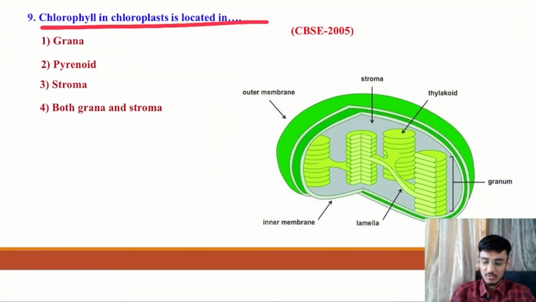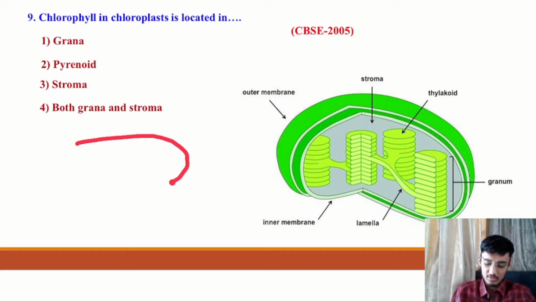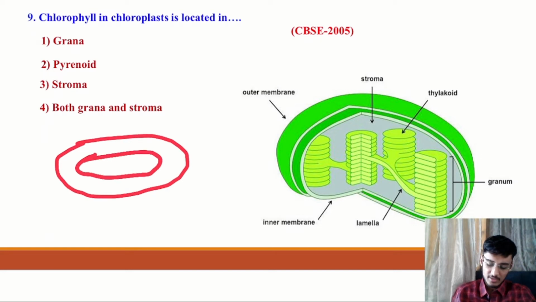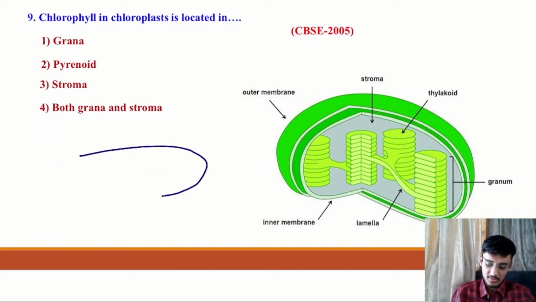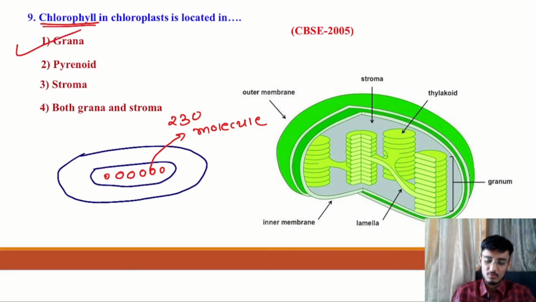Chlorophyll in chloroplast is located in grana. The group of granum is called grana, and grana is made up of thylakoids. Inside the thylakoid lumen you can find a different structure called quantosomes, and each quantosome contains 230 molecules of chlorophyll. That's why chlorophyll in chloroplast is located in grana.